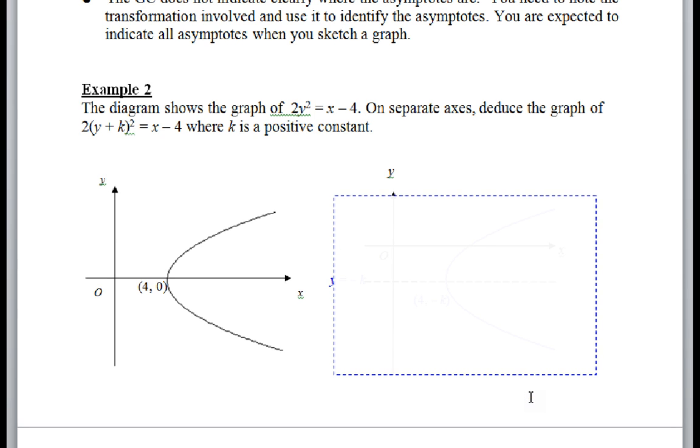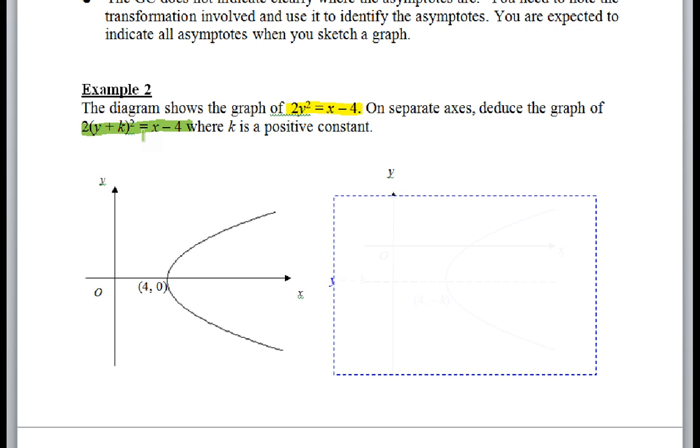Okay, example 2. You are given a parabola like that. Remember this parabola? If you don't remember, it doesn't matter. They give you the equation here, and what you are required to do is to identify the transformation from here to here. I think it's quite easy. Just replacing y with y plus k. So essentially, what is the transformation involved?